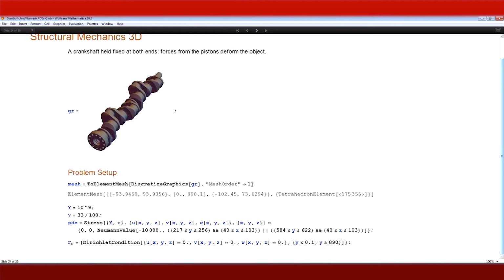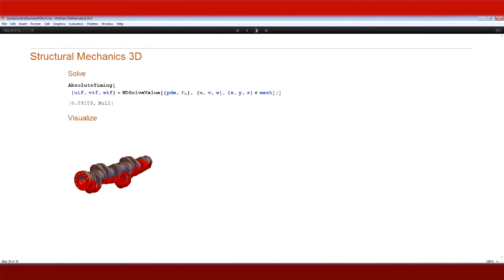The first 2 are set to 0, and the last one gets a Neumann value with a value of -1000. This means that the force is pushing in the negative Z direction at the given positions. Thirdly, we give the Dirichlet conditions where we say that U, V, and W are set to 0. They're held fixed at both ends of the crankshaft. NDSolve will then solve this PDE and boundary conditions in about 6 seconds on this specific laptop. The visualization shows the deformed crankshaft in red.